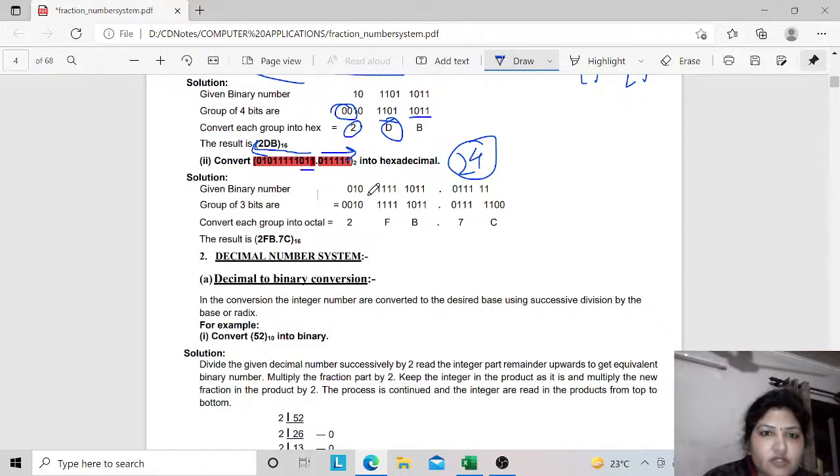The first 4 digits are here. Then the second 4 digits, 1, 2, 3, 4. If any digits get left, as I told you, you put 0 in front of them. So this would be my integral part. The same is followed for the fraction part. This is my first 4 digits, 0, 1, 1. Then only 1, 1 is left, so you put 0 at the end.